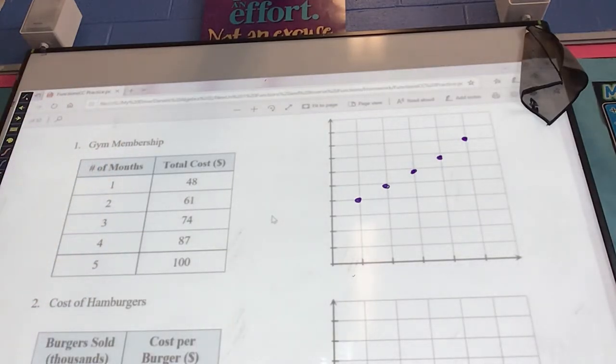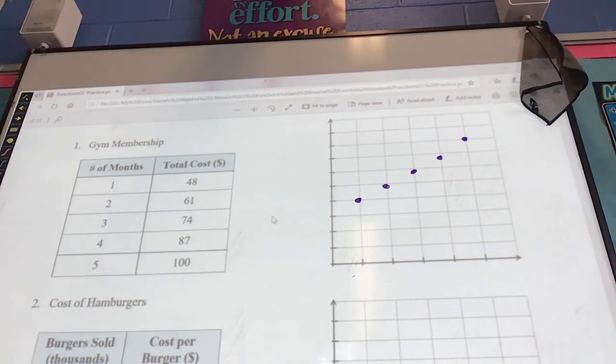Would this be a function? Just so we're clear, I'm never going to give you the answer when I ask a question. I'll just sit down. So we need to participate. So you've got a 50-50 chance. Is it a function? Yes. I got a yes and a no. Why or why not?